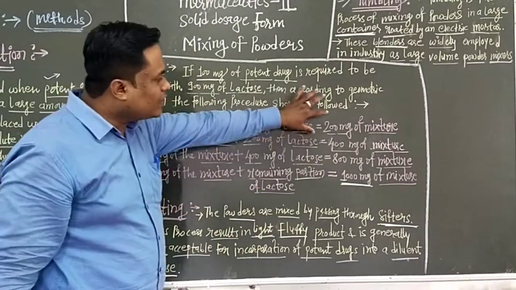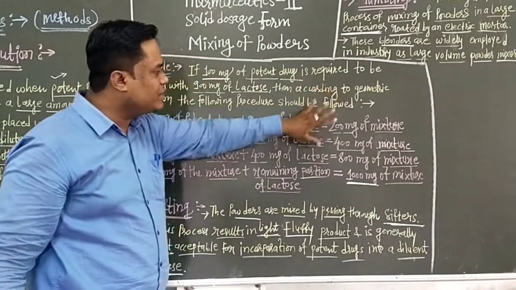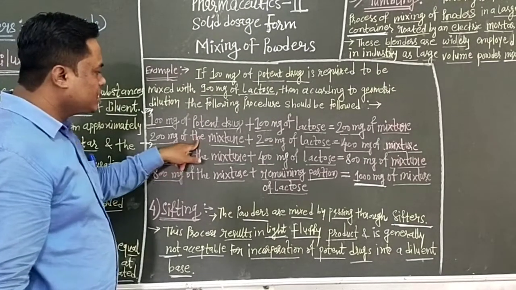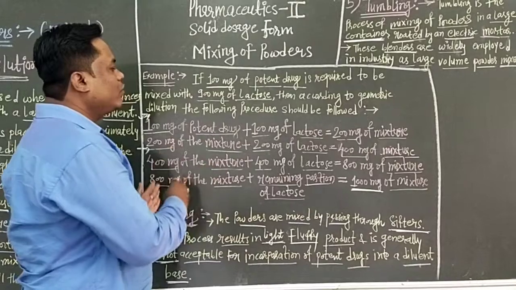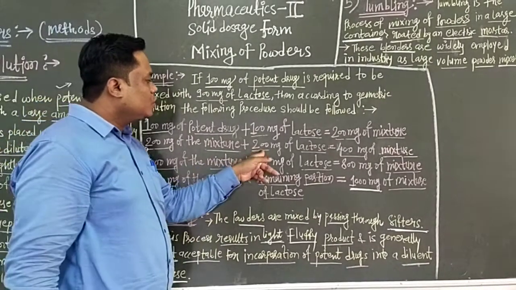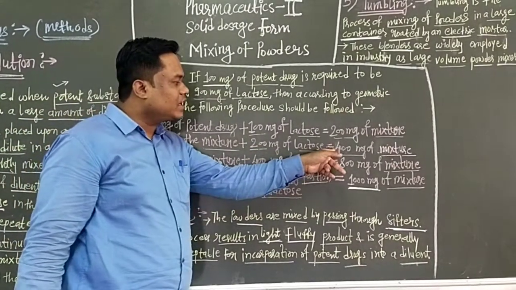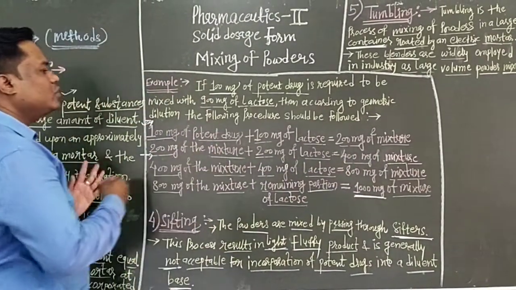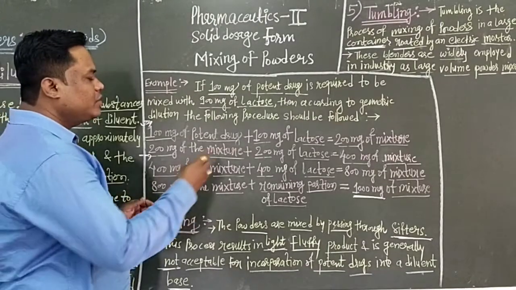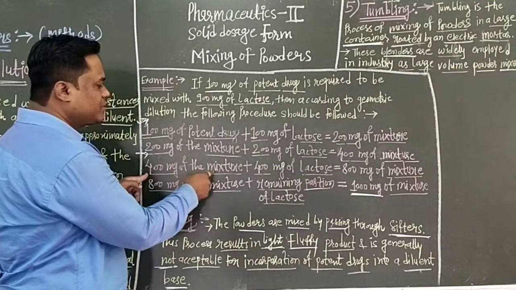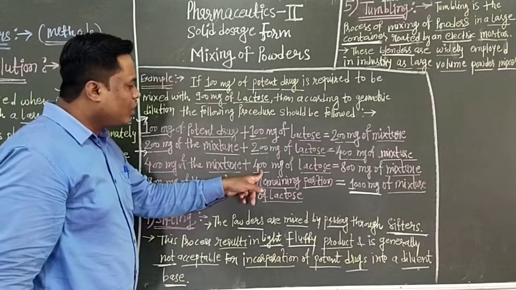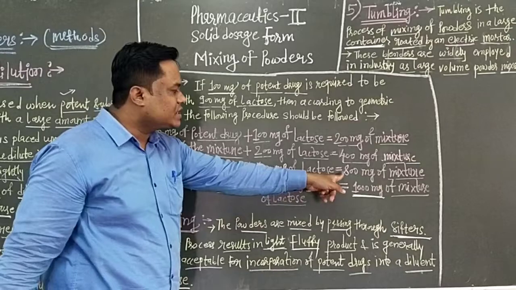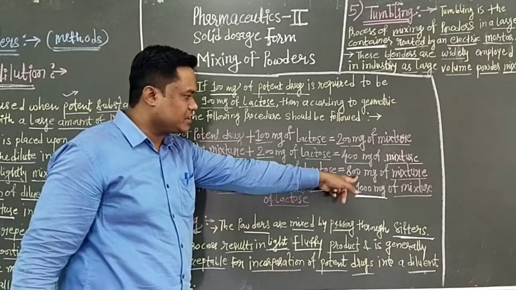In the second step, we have to take this 200 mg of the mixture plus an equal volume of the diluent, that is 200 mg of the lactose. It contains 400 mg of the mixture. Then we have to continue the process. Then you have to take this 400 mg of the mixture plus 400 mg of the lactose, that is an equal volume of diluent. It gives 800 mg of the mixture.